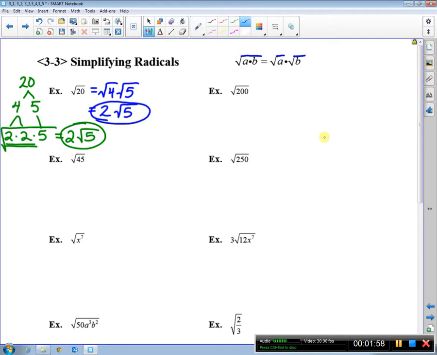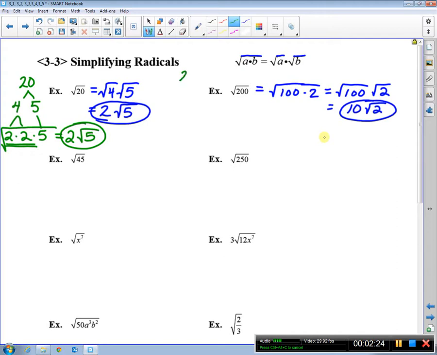The square root of 200. Well, if I break it down and I think about my perfect squares, I know that 100 is a perfect square, and 100 times 2 is 200. So breaking this down, we get 10 square root of 2.